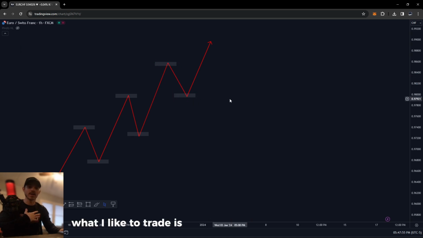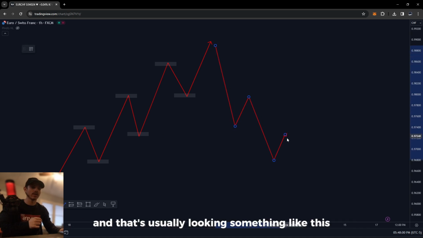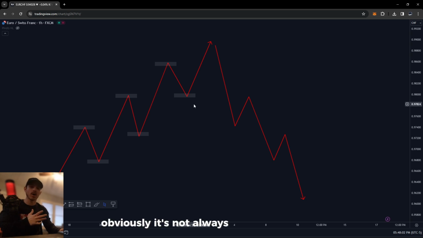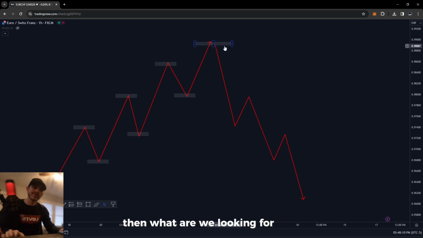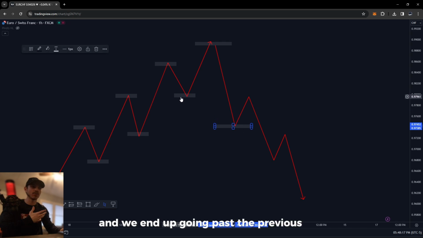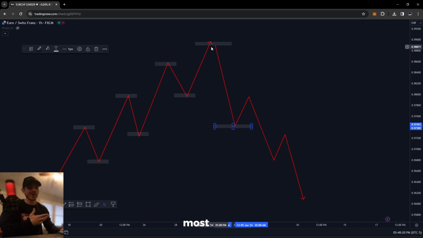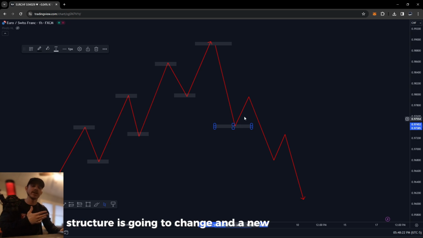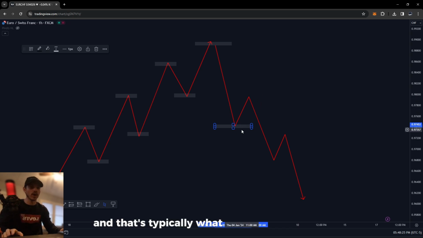Now, what I like to trade is when market structure changes, and that's usually looking something like this. Obviously, it's not always as perfect as that, but typically when the market is trending up, you'll expect a new higher high to be made. Then what are we looking for next? We're looking for another what? Higher low. But since that higher low doesn't get created and we end up going past the previous low, we know that most likely structure is going to change and a new trend is forming, and that's typically what happens. Not always, but more often than not. So then we create lower lows and lower highs.